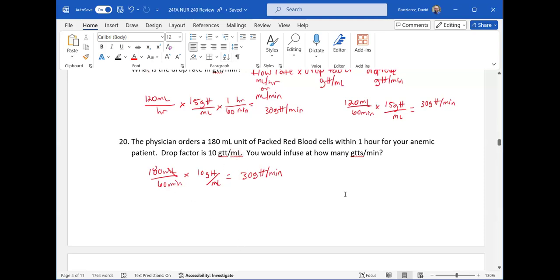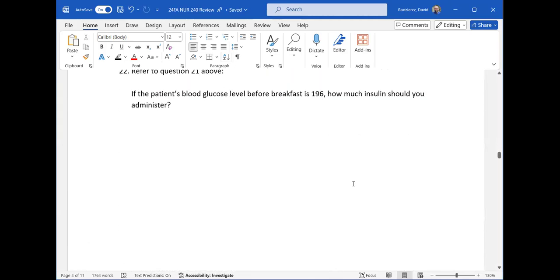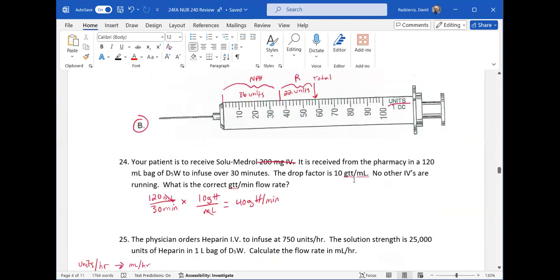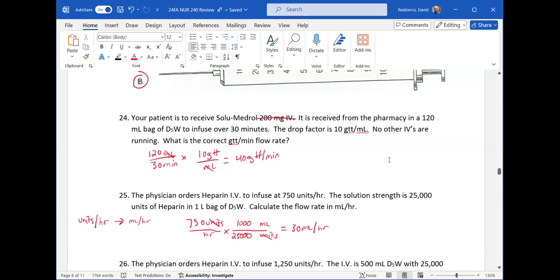All right, let's skip on down to 24. In 24, I already worked through, so I'll just leave it here. So again, same thing. Volume over time. And then you're like, well, what about that 200 milligrams? This, believe it or not, is a commonly missed question for 220, 230 and 240.